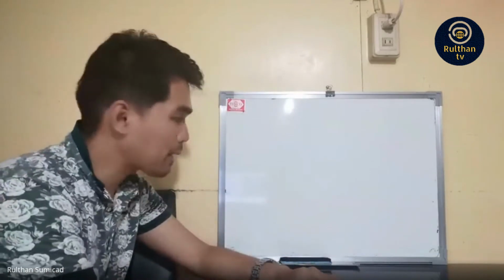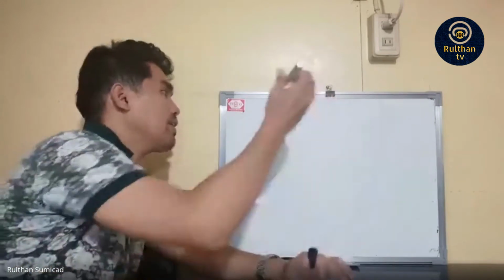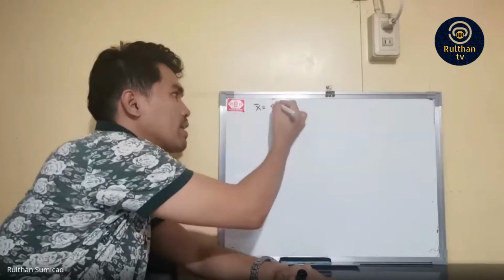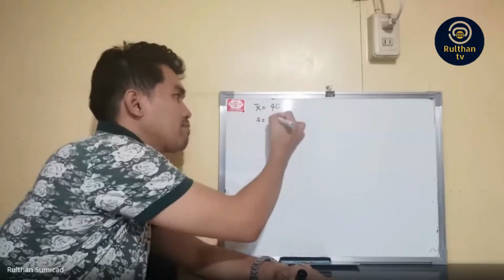I hope you are solving. Okay, let's write down here. The mean age is 40. The standard deviation is 5 years.